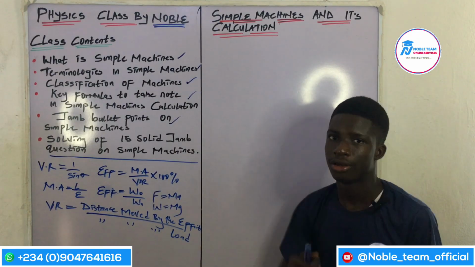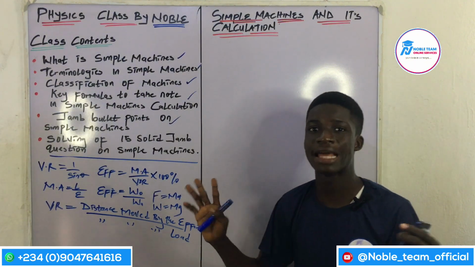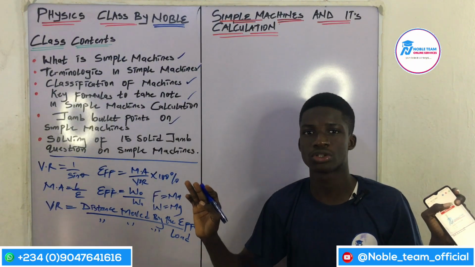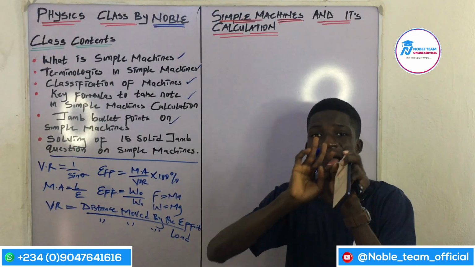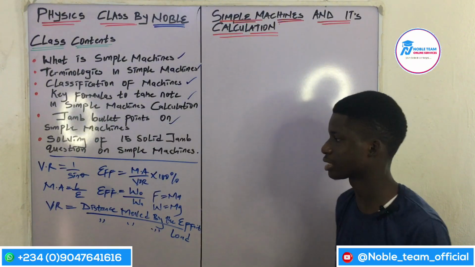Just take note that mechanical advantage and velocity ratio don't have any units. They are unitless. Anything that doesn't have units is called dimensionless. Just go back to your dimensions. You understand what I'm trying to say.